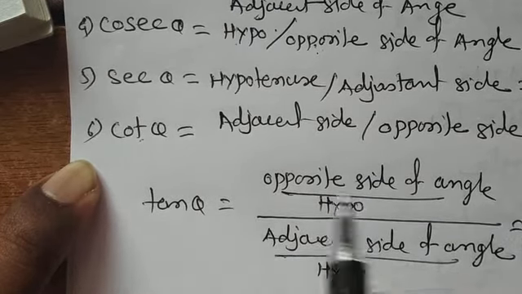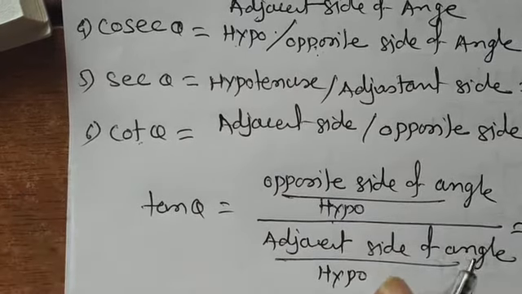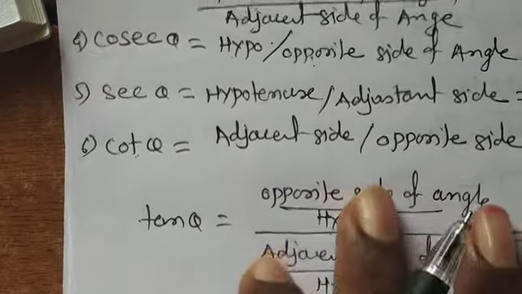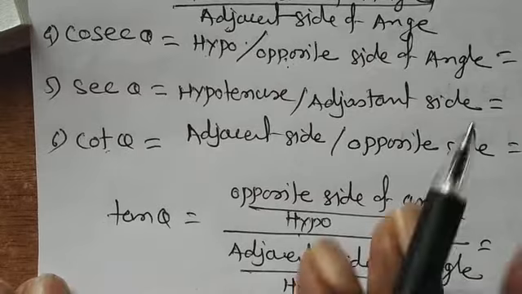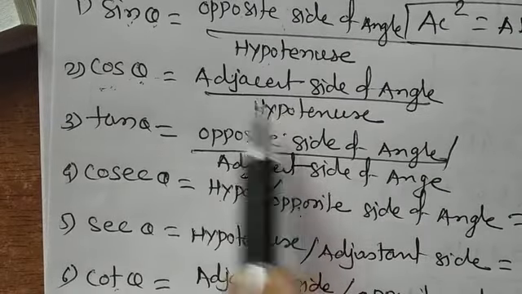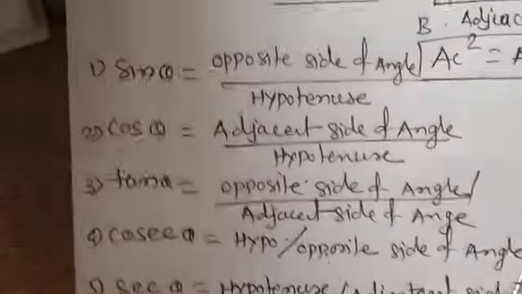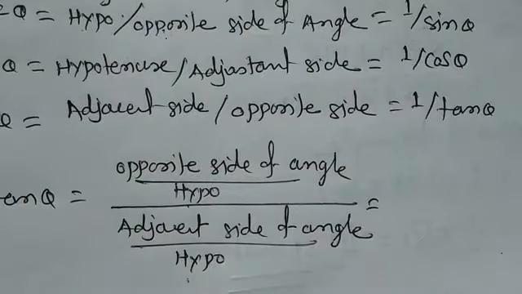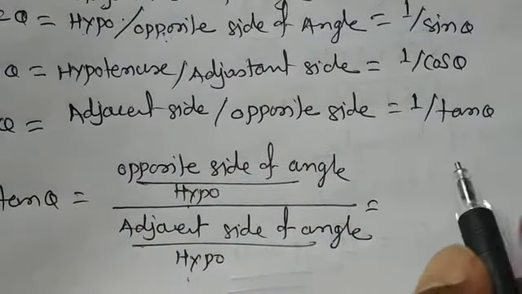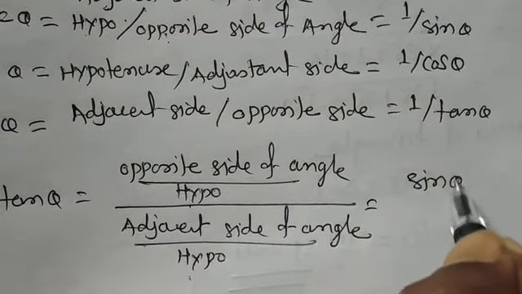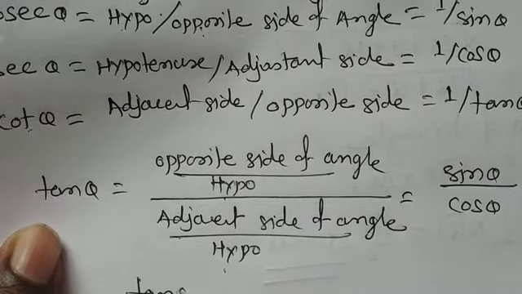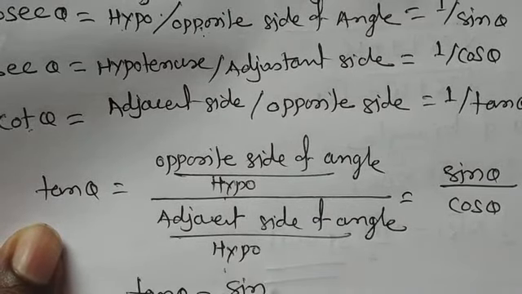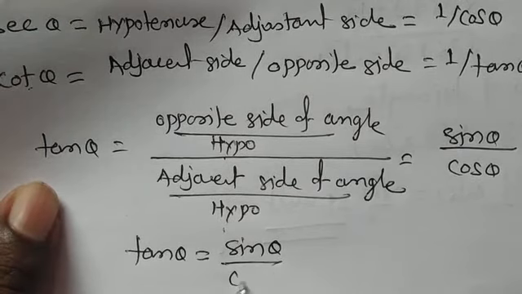Then what happens? Opposite upon hypotenuse is sine theta. Now again, adjacent upon hypotenuse is cos theta. So I can write here that opposite upon adjacent is sine theta upon cos theta. So tan theta can be changed as sine theta upon cos theta.